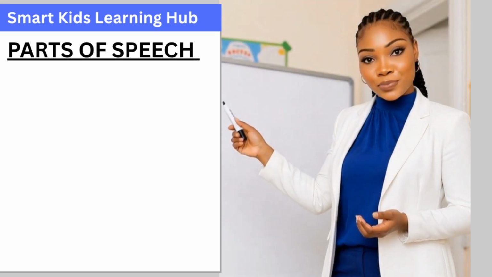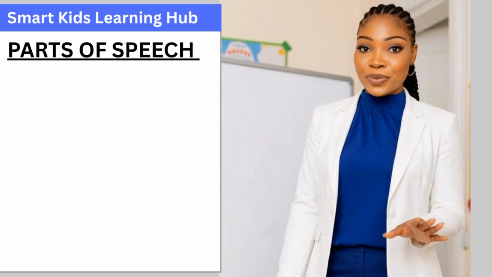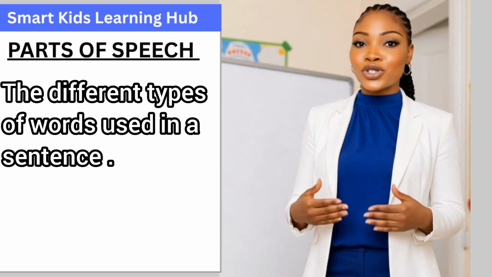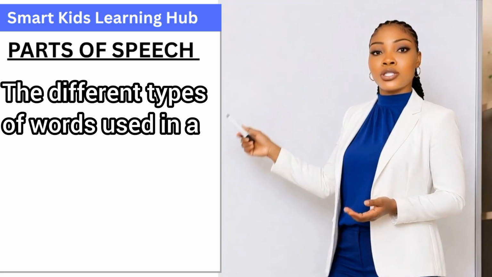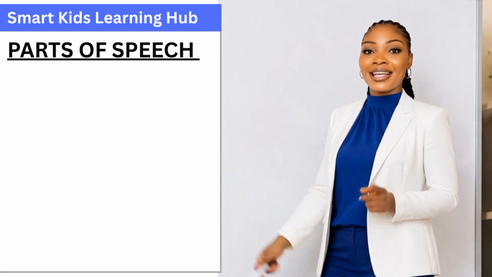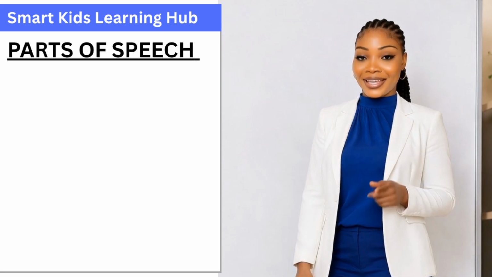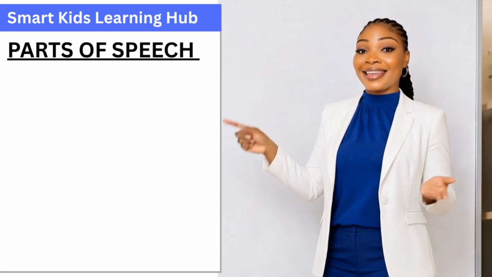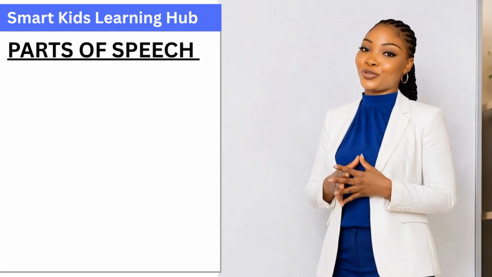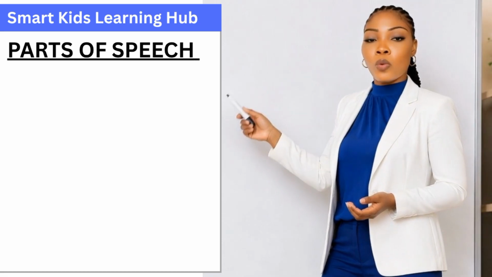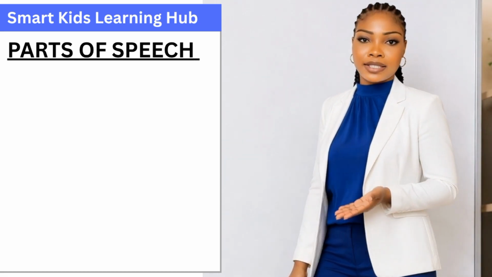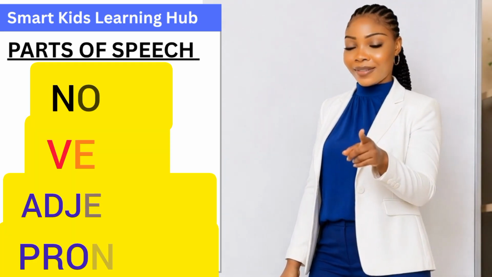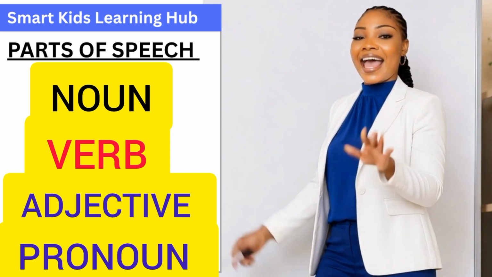What are parts of speech? Parts of speech are the different types of words we use in a sentence. Some words name things. Some words show action. Some words describe. That is why we group them into parts of speech. Today, we will learn 4 important parts of speech: noun, verb, adjective, and pronoun.